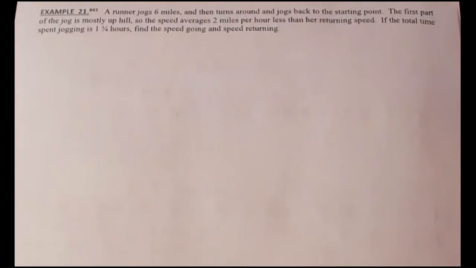A runner jogs 6 miles and then turns around and jogs back to the starting point. Okay, cool. Now keep in mind, if the runner jogs 6 miles and turns around and goes back, it's a 6-mile return, right? 6 miles to the destination and 6 miles back. The first part of the jog is mostly uphill. So the speed average is 2 miles per hour less than her returning speed, right? Because then she's moving downhill.